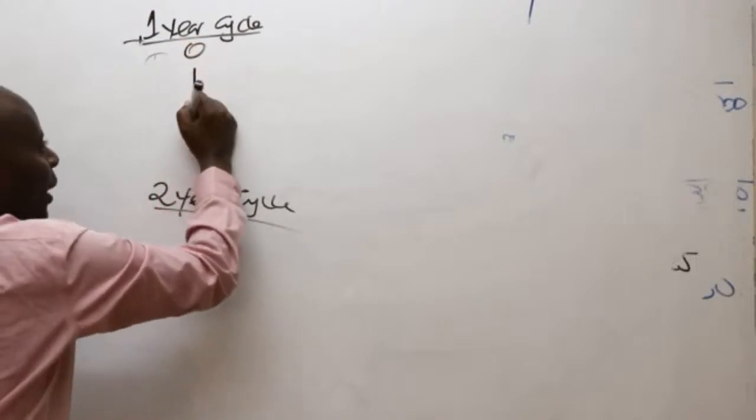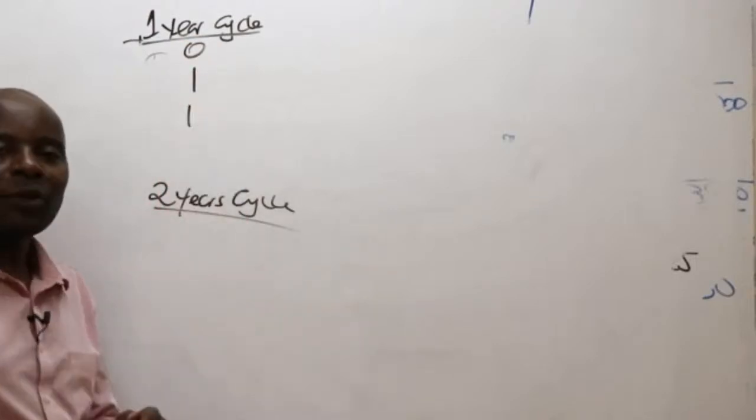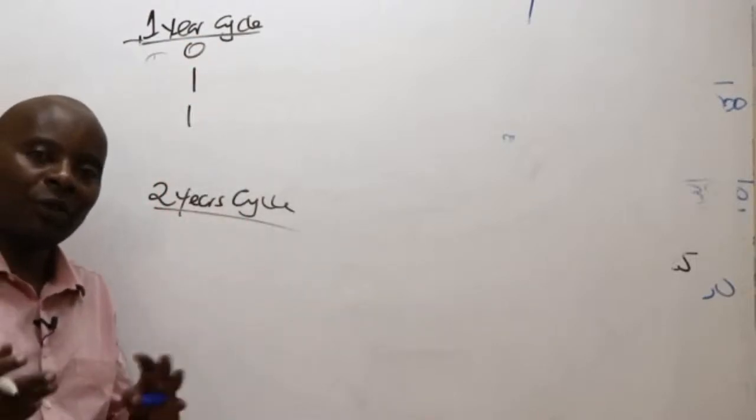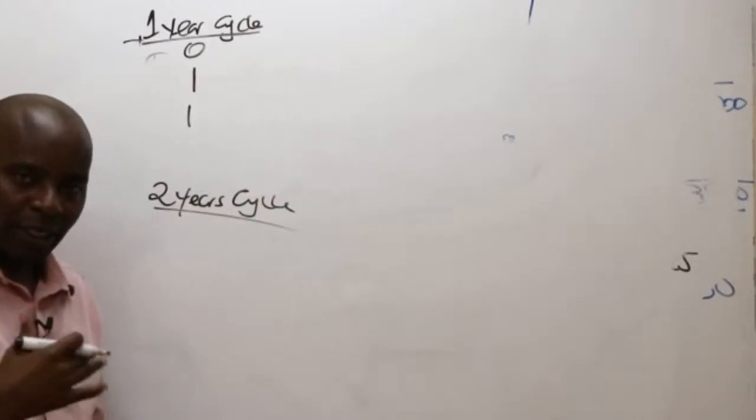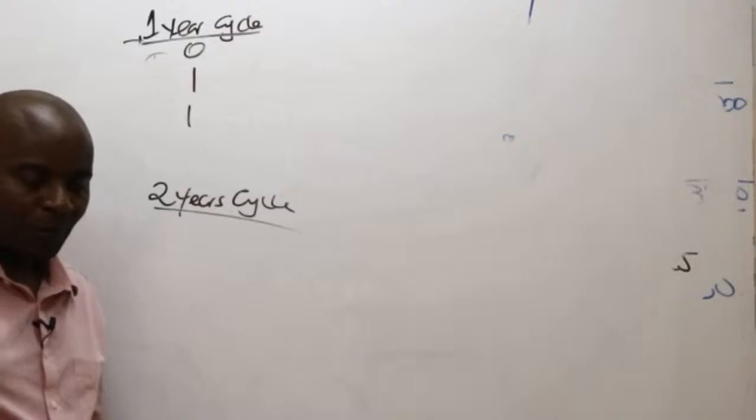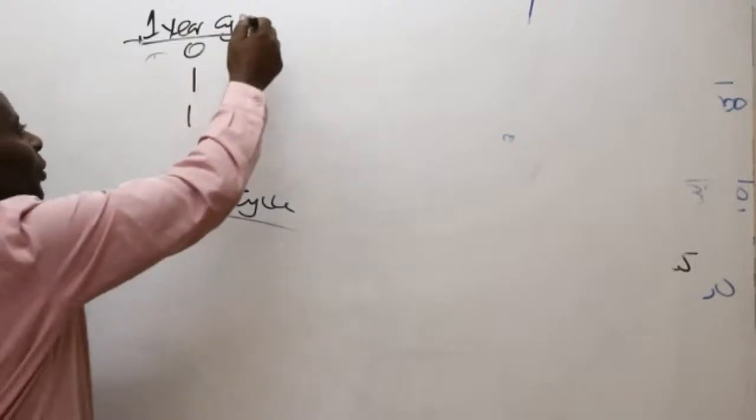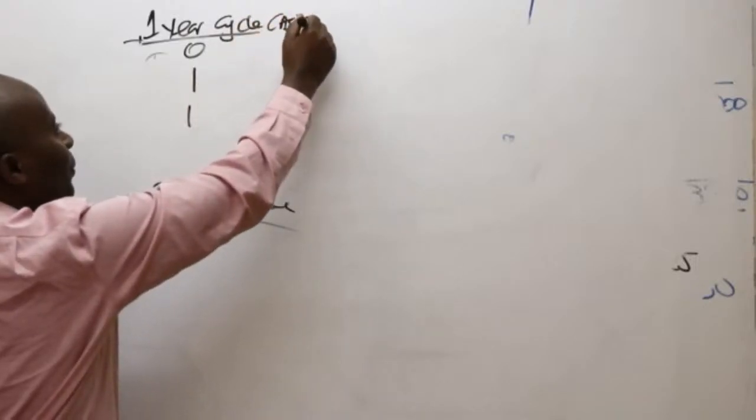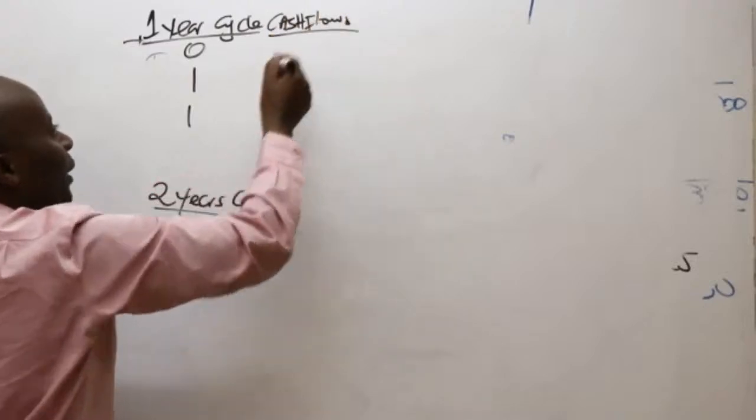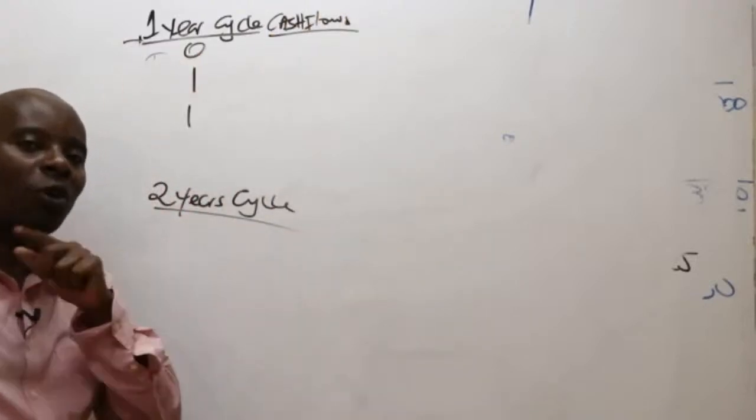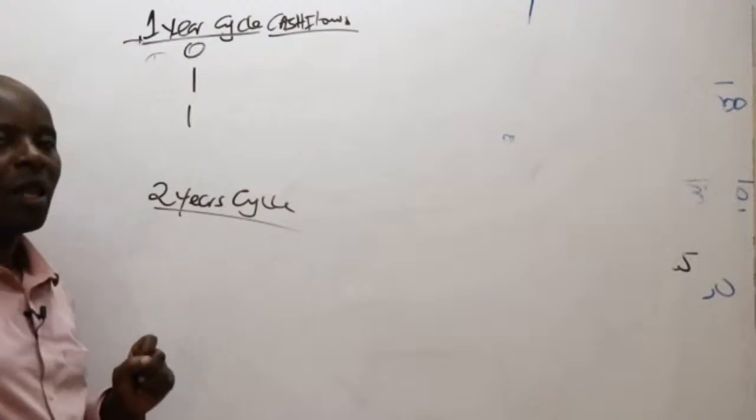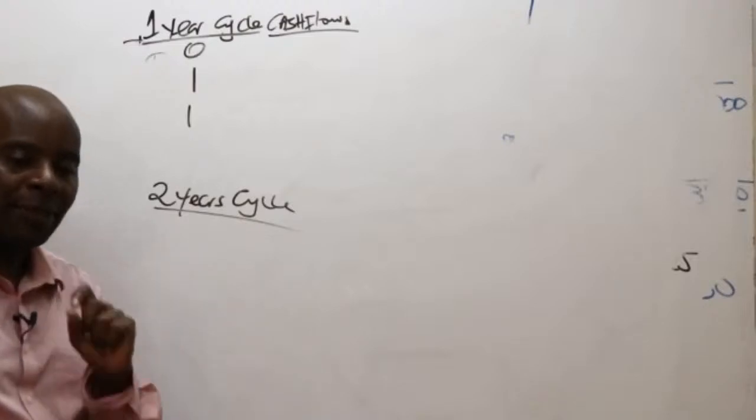So for the 1 year cycle, what do I have? 0, 1, 1. Now you can see they're not talking of replacing an old machine with a new one. This is just our cycles replacement. One car. So I want the cash flows. At time 0, how much will this car cost us?